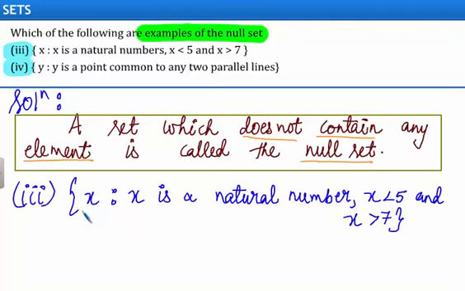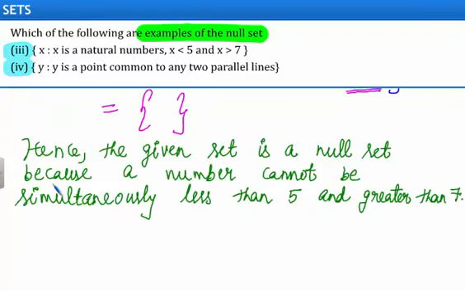The first set given to us is set of x such that x is a natural number where x is less than 5 and x greater than 7. So this will be equal to an empty set, since we don't have a natural number which is less than 5 and greater than 7. Hence, the given set is a null set because a number cannot be simultaneously less than 5 and greater than 7.